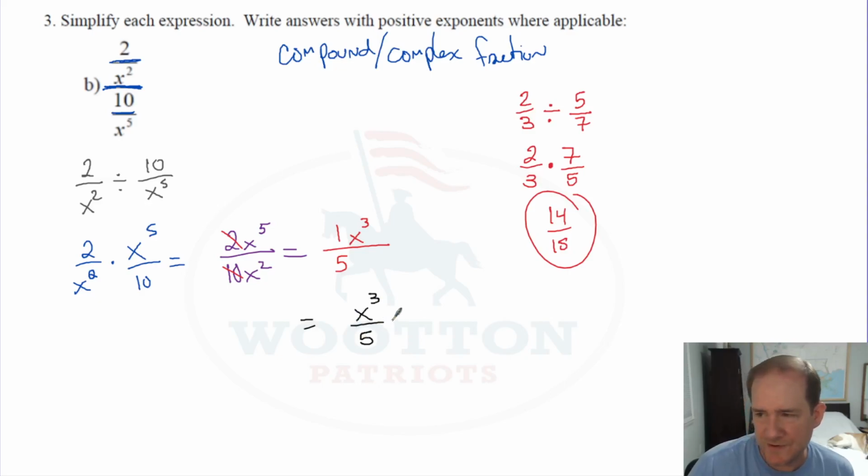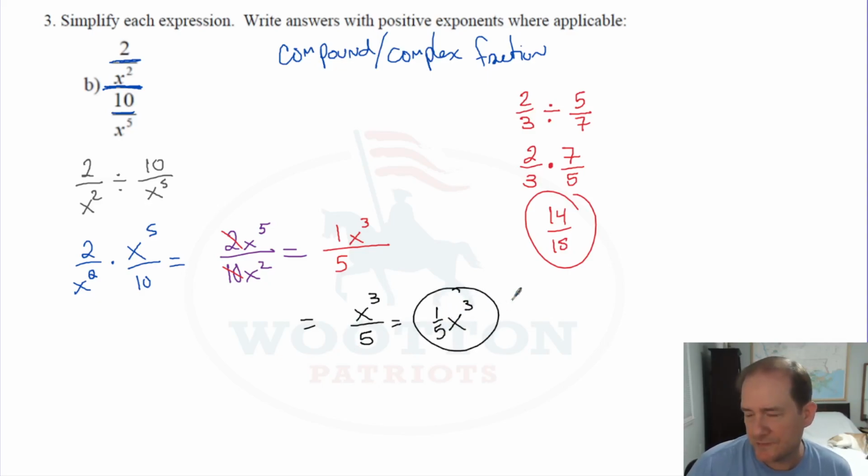Or, I think I mentioned in class, I do tend to prefer just giving me the x cubed with a coefficient of a fifth. It doesn't matter. Both of these forms are fine, of course, but I sort of prefer just the look of 1/5 of x cubed. Now, I guess the question is, are there any domain restrictions on this?